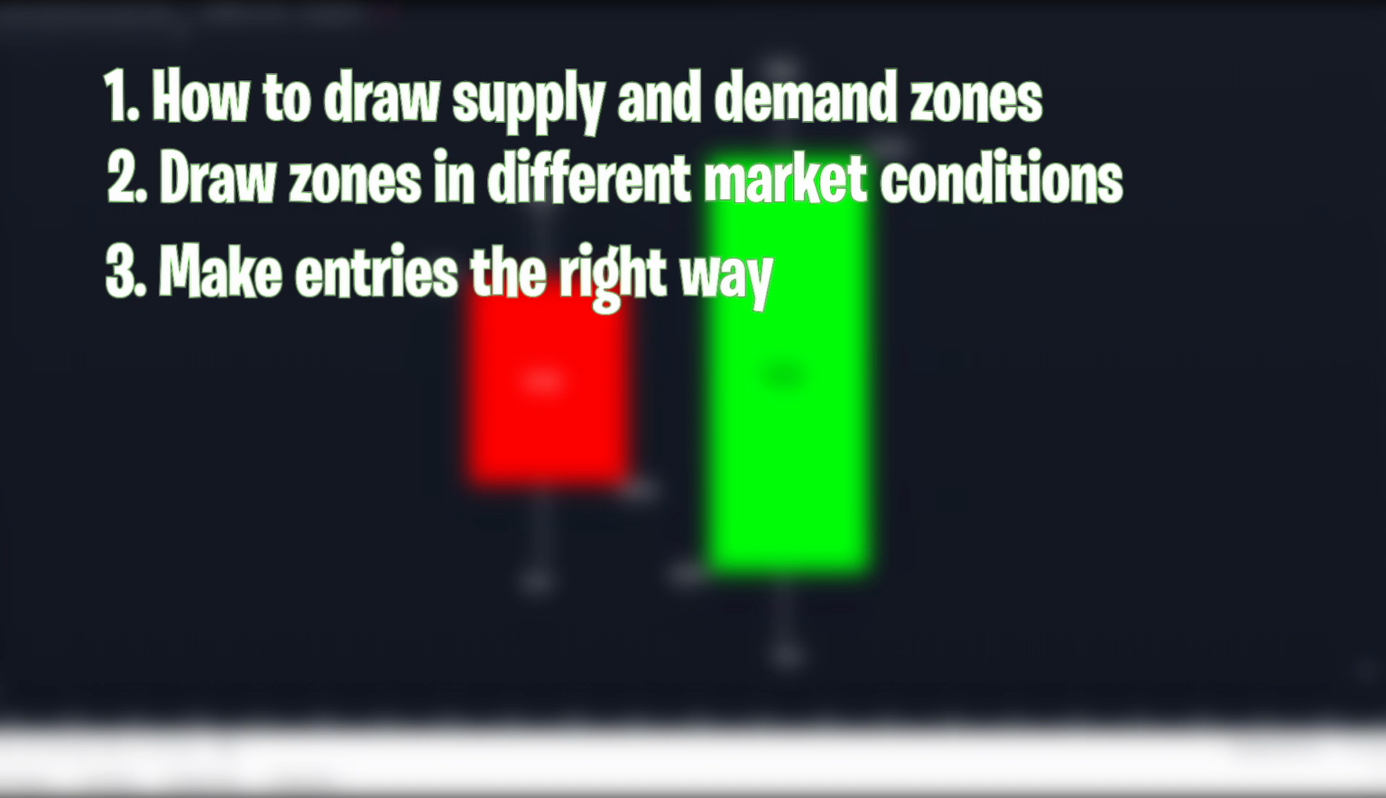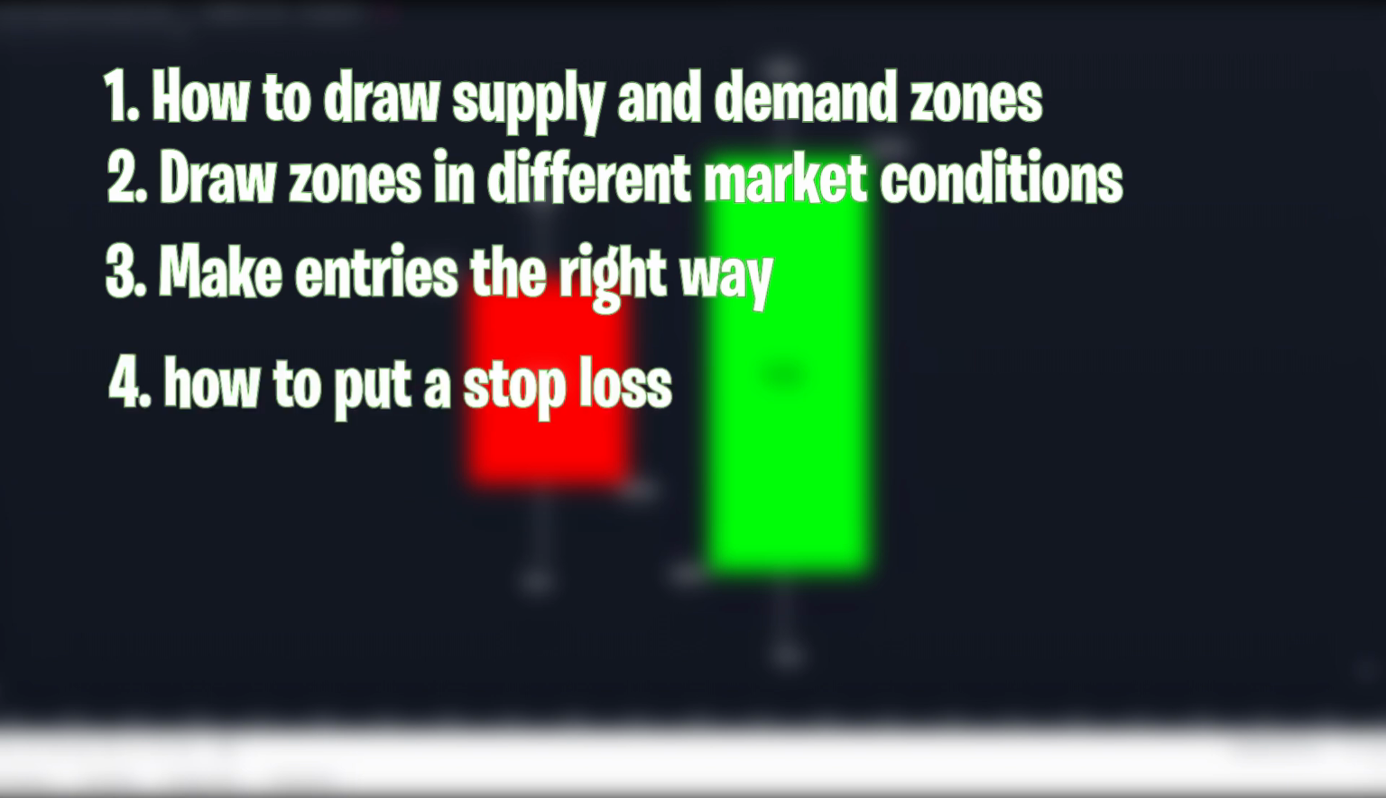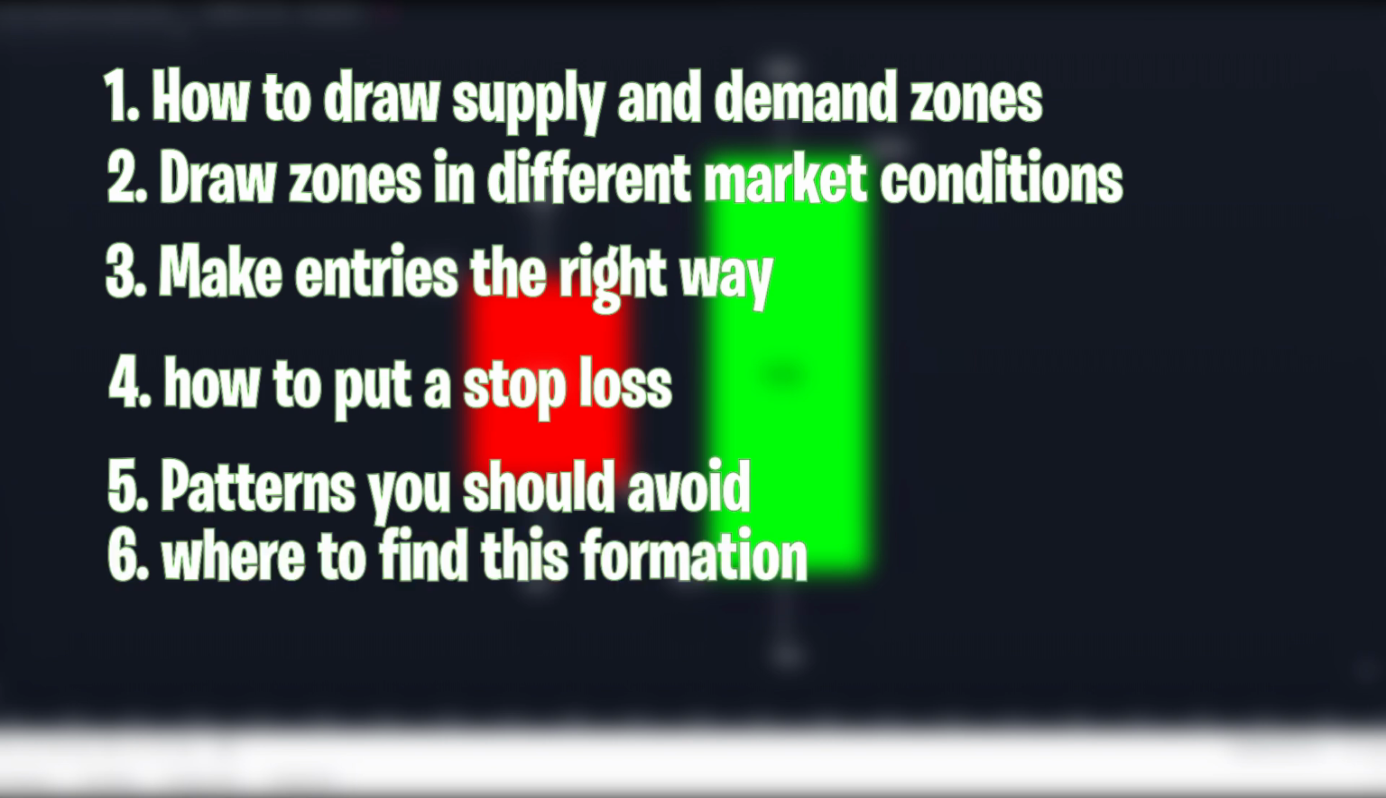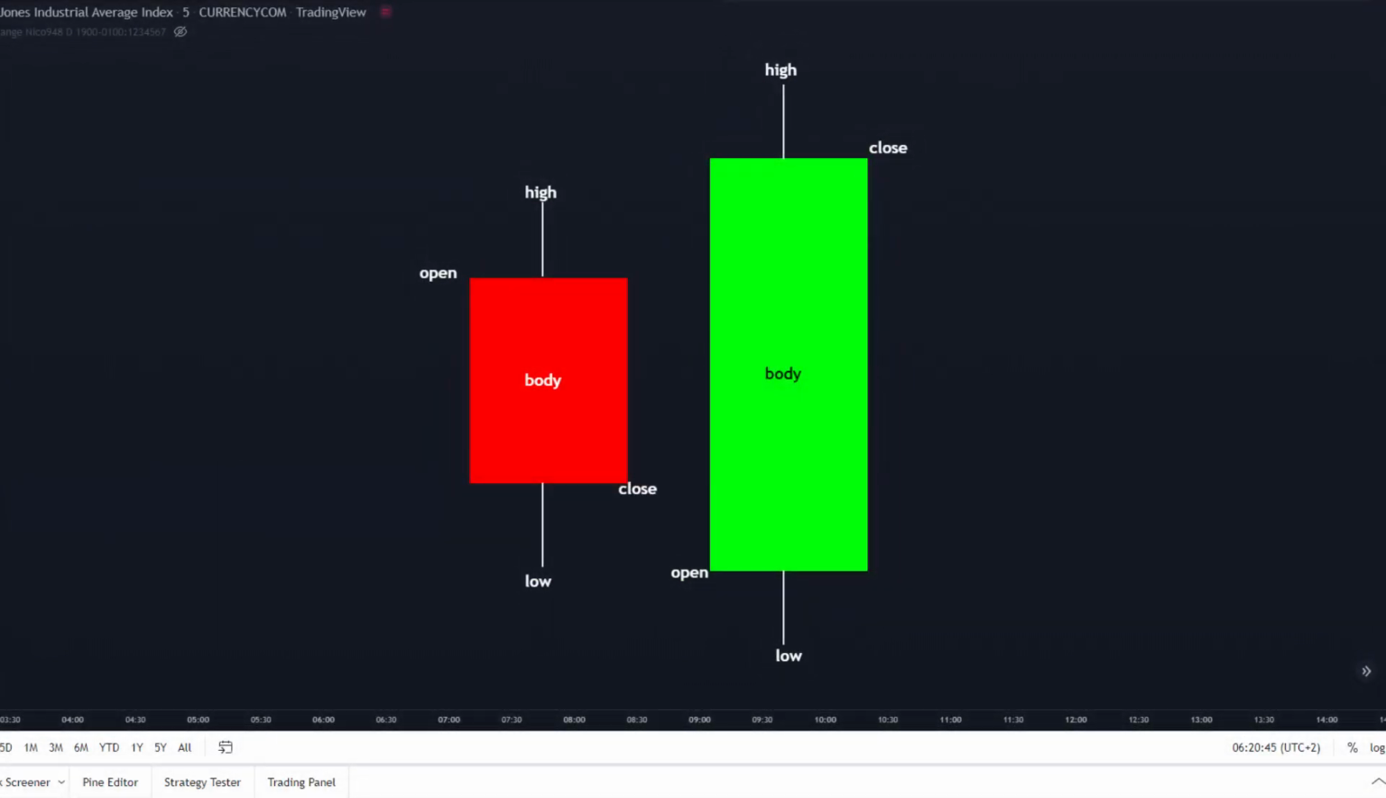So even if you have watched the previous video, this section of the video will give you more knowledge. 4. You will learn where to put your stop loss. 5. You will learn which candlestick formation you should avoid. 6. You will learn where to find this kind of trading signal. First of all, you need to understand what a bullish or a bearish engulfing pattern is.